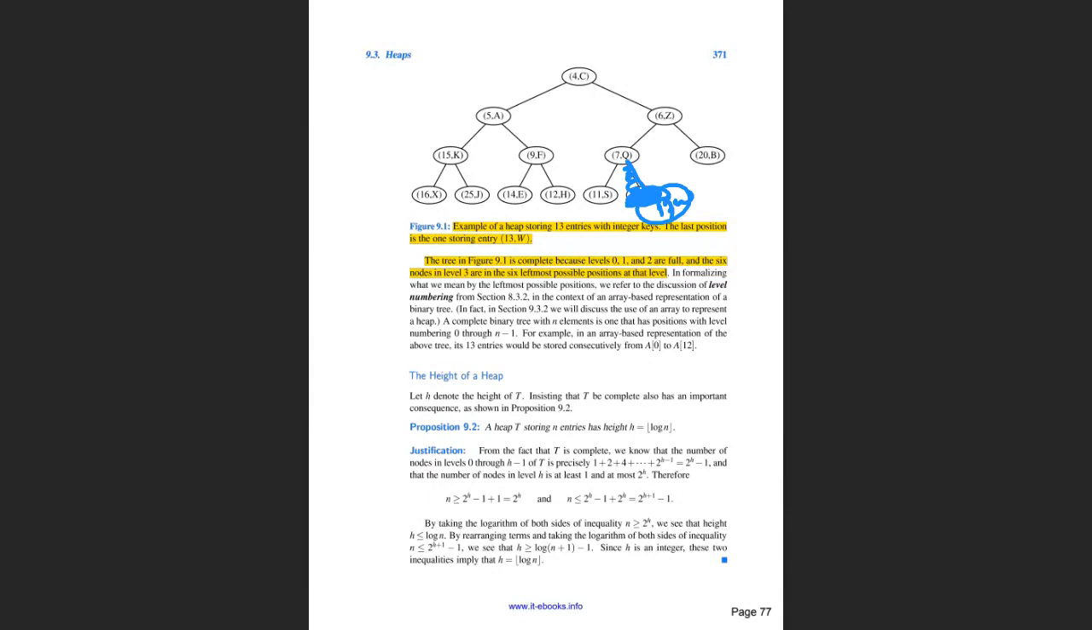Next, a heap T storing n entries has height log n. If any heap is there, the height will be log n. Remember this.